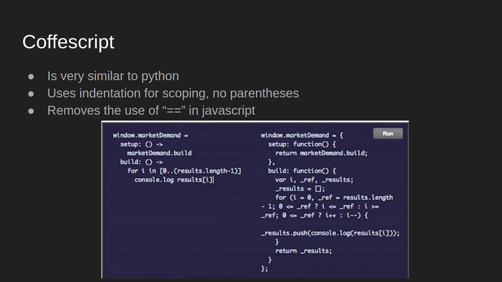Here we have a picture of a CoffeeScript program on the left and the equivalent JavaScript program on the right. You can see the use of enhanced for loops right here, and that can greatly decrease the size of programs.